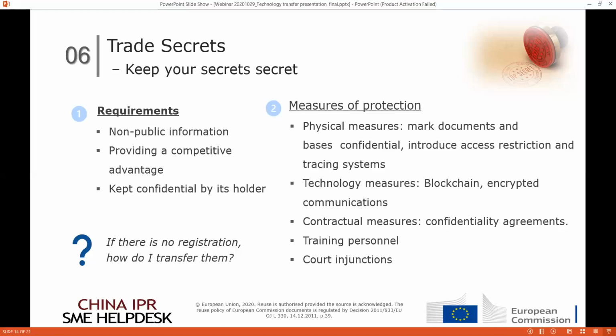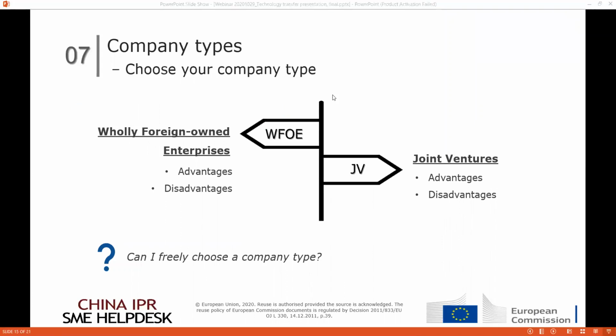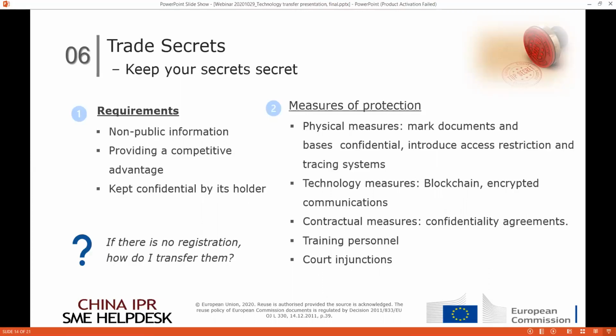You also have to train your personnel. This means that you can train your employees for reducing the chances of a leak. The idea is to give your employees those habits and include trade secret protection as a habit. Finally, you have court injunctions that are legal techniques in order to avoid leaks of information.